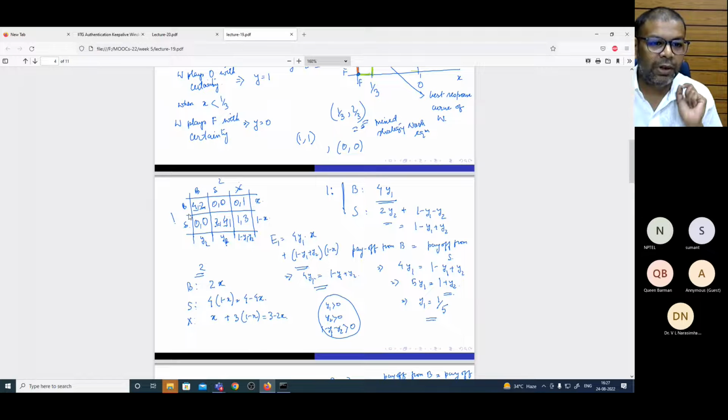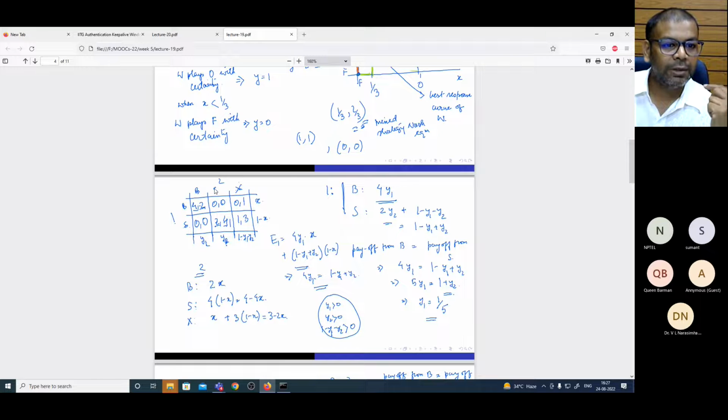4-2-0-1-0-1-0-0-2-4-1-3. Now, how to find the Nash equilibrium of this game? Suppose player one plays B. Then you have to look at what is optimal for player two. So here you have to compare this, this, and this. So for player two, the optimal strategy or action is to play B. Whenever player one plays B, the optimal strategy of player two is to play B.